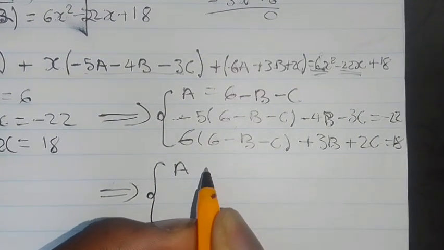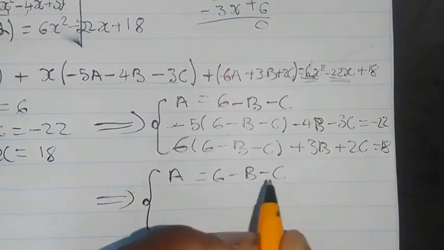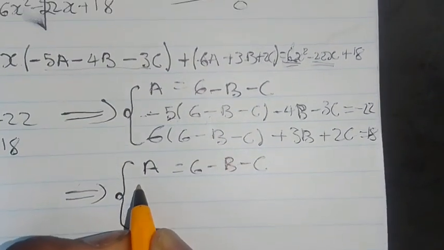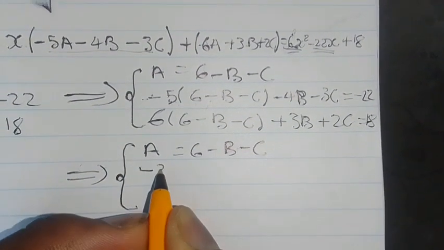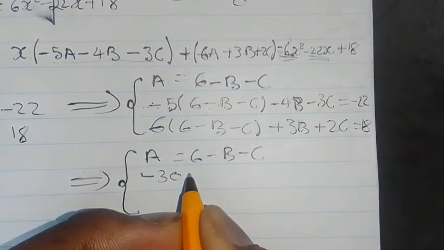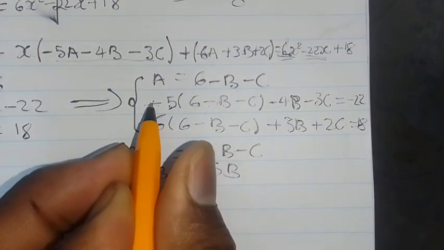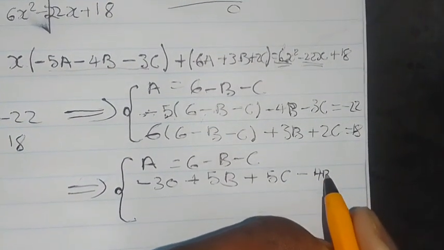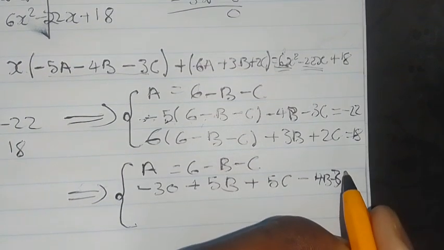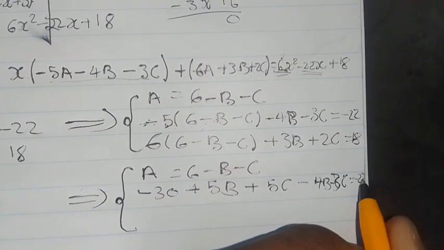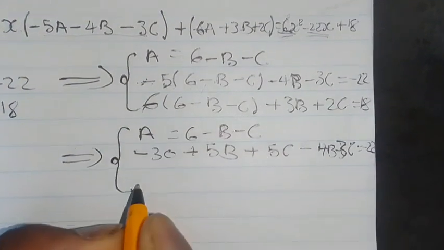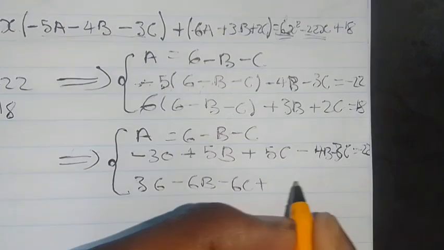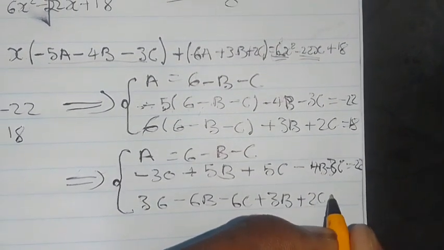So you have a equals 6 minus b minus c, and here you'll have minus 5 by 6, which is just going to be minus 30. And minus 5 by minus b is going to be positive 5b. And you have minus 5 by minus c, which is just going to be 5c. And then you have minus 4b minus 3c, which gives you minus 22. And then 6 by 6 is 36. Minus 6b minus 6c plus 3b plus 2c equals 18.